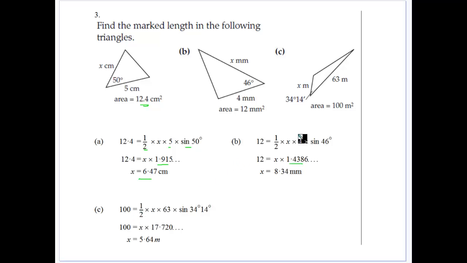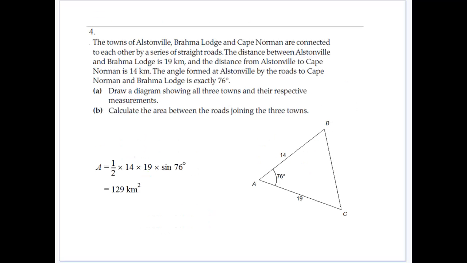And this time we've got 100 meters squared, with x meters and 63 meters, and our angle of 34 degrees 14 minutes. So we put that into the calculator to get x times 17.720. Divide 100 by the 17.720 and so on, and we get 5.64. So that's how we're able to manipulate our formula to solve a problem that's a little bit different.